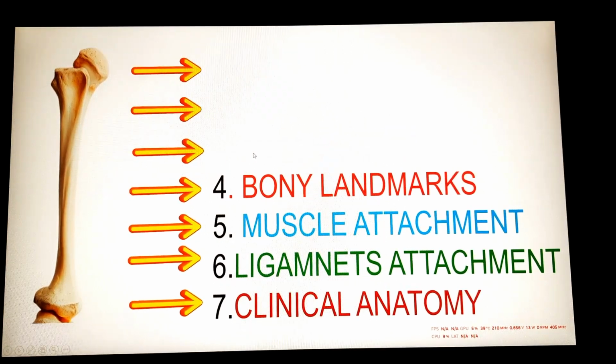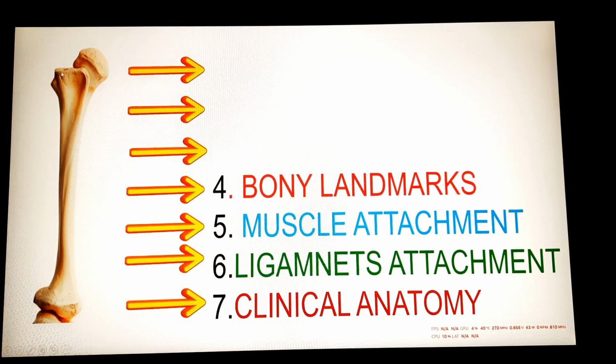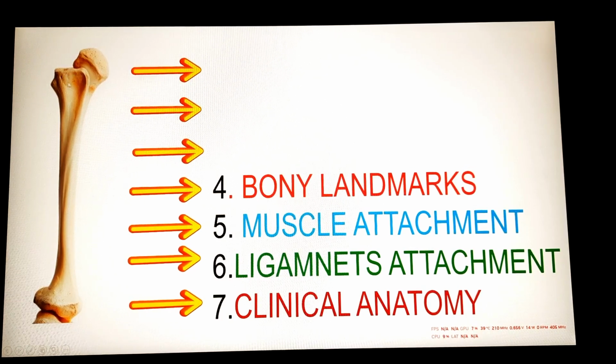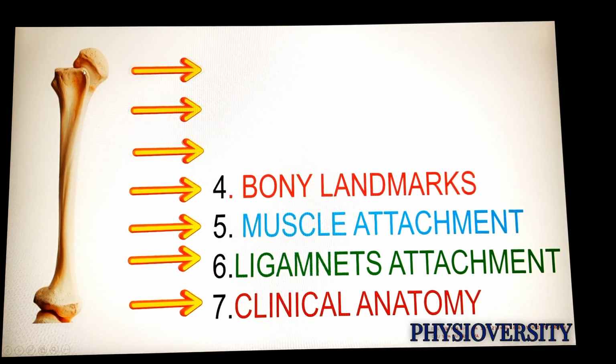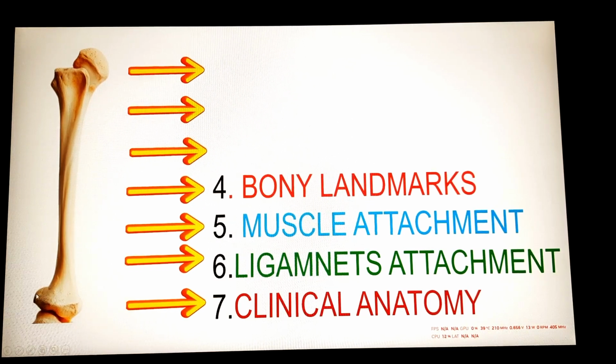The next point is the bony landmarks. Each of the bones has a few bony parts like this or like this. These have their own different names, and these are called bony landmarks. Examples are the greater tubercle, the lesser tubercle, the head of the humerus, and the epicondyle. These can be examples of bony landmarks.